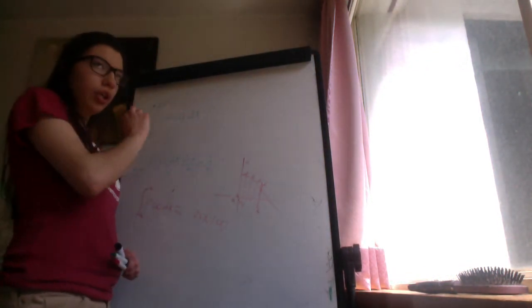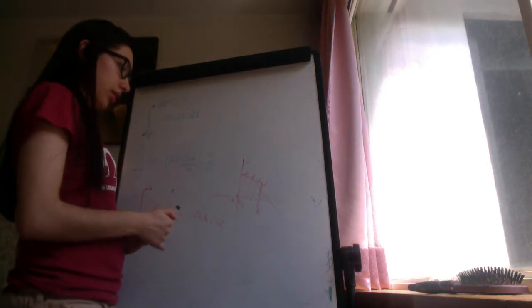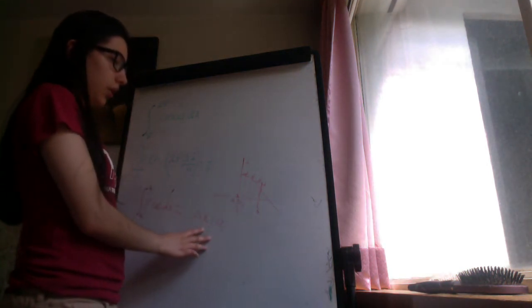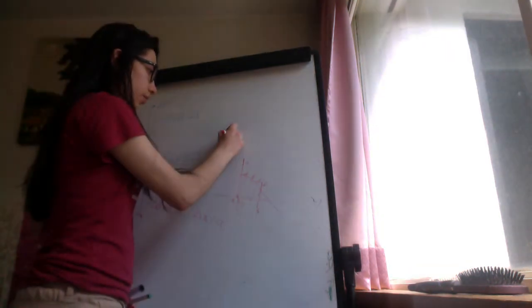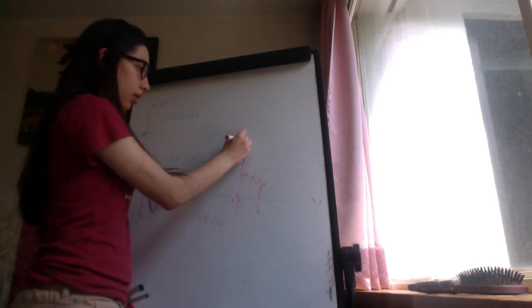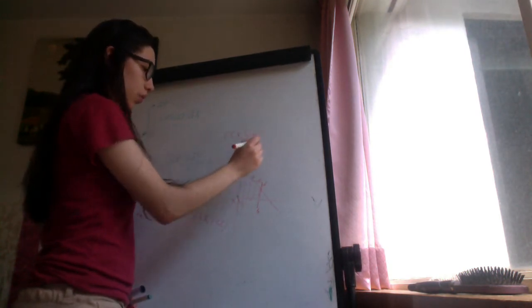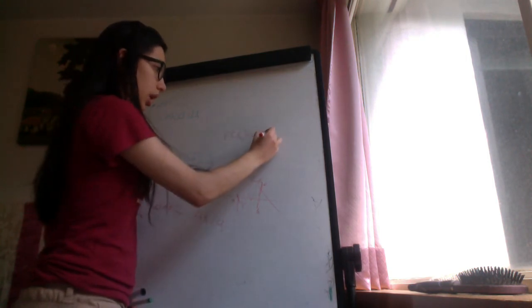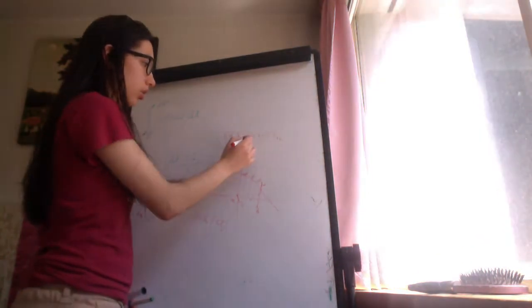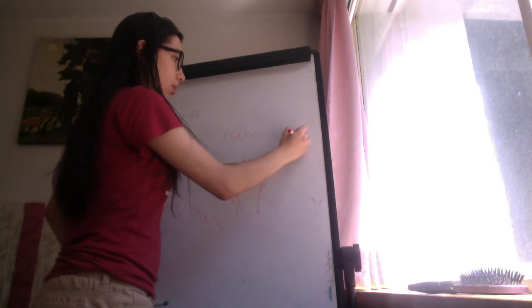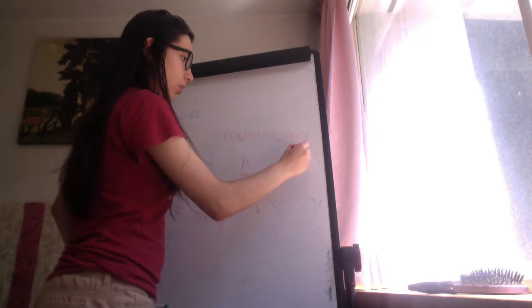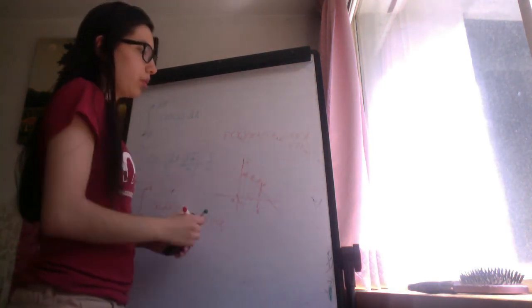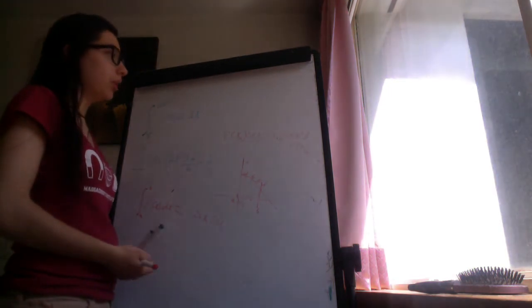Now we have 4 intervals in this case, each one with delta x as the width. Now the height will be f of x sub 1 times delta x, plus the area of the next one, which will be delta x times f of x sub 2, plus delta x times f of x sub 3, etc. And plus delta x times f of x sub 4, like that.